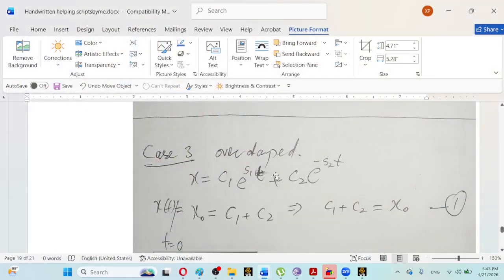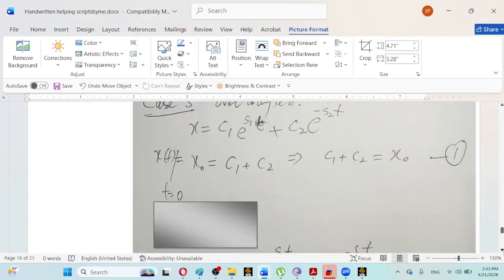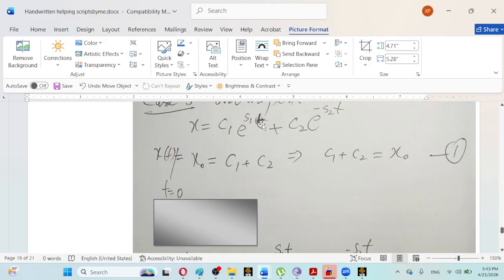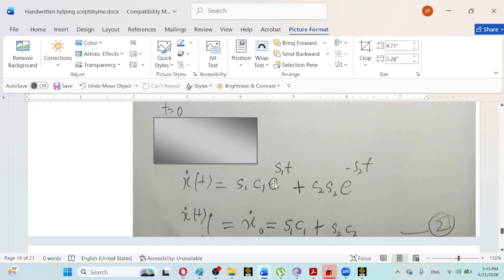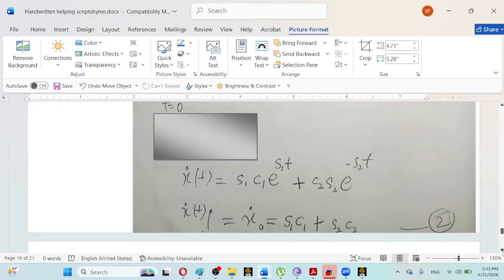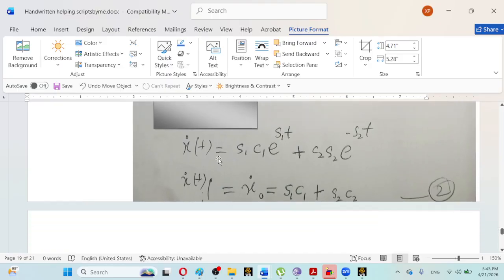So when we input time 0, we will obtain simply this equation: at time 0, x naught will be equal to c1 plus c2. So this is equation number 1, and after that we take its time derivative, x dot t. So when we take its derivative, this will become simply s1 c1 e^(s1 t) plus s2 c2 e^(s2 t). After that we input time 0 in this equation.